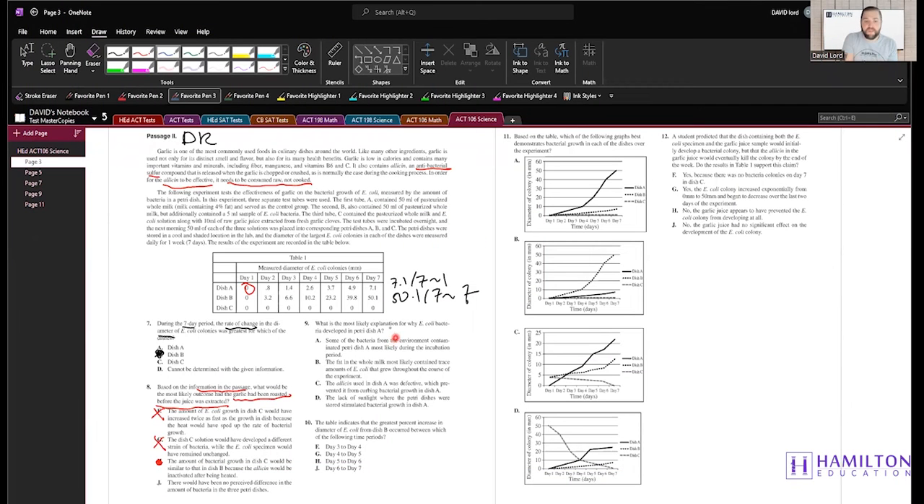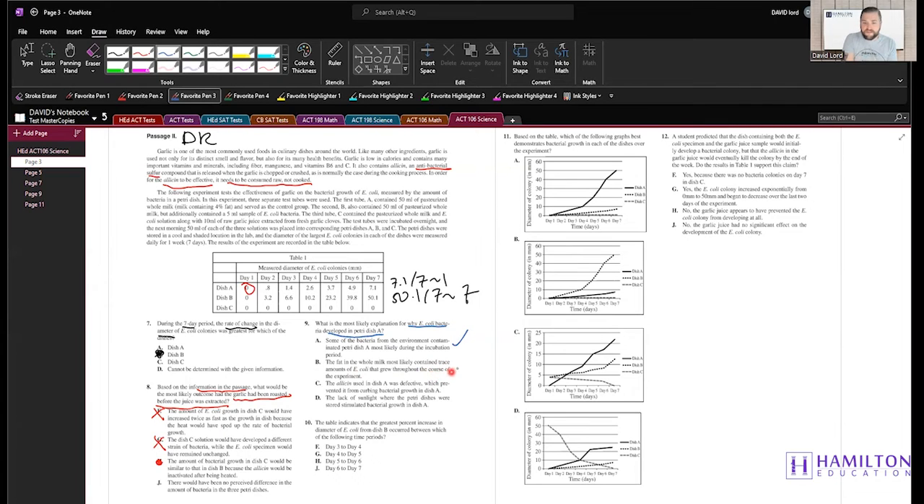Question number 9. What is the most likely explanation why E. coli bacteria cells developed in Petri dish A? Well, because we had to read the introduction for question 8, I have a good guess, and that would be that there's E. coli getting added by the surroundings. Let's see if we have an answer choice that matches that. F, some of the bacteria from the environment contaminated dish A, most likely during the incubation period. That sounds pretty promising. G, the fat in the whole milk most likely contained trace amounts of E. coli that grew there throughout the course of the experiment.